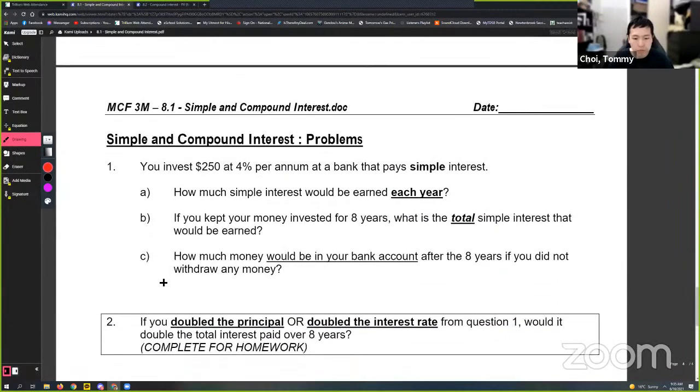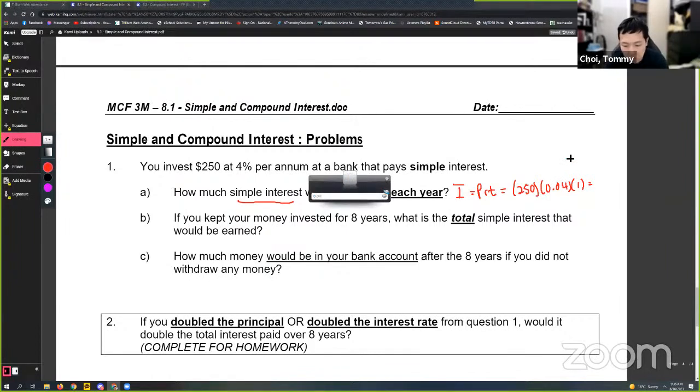So then we go over some of the problems here. Question 1, you invest $250 at 4% per annum at a bank that pays simple interest. How much interest would be earned each year? Since it's asking us how much simple interest, we just use I equals PRT, which is equal to 250 times 0.04, because it's 4%, times 1. So 4% of 250 is $10. So you're making $10 of interest every year.